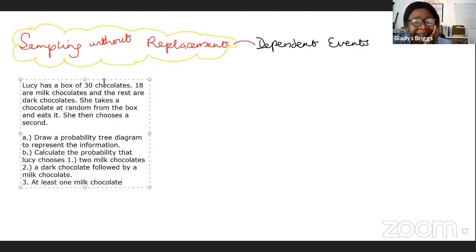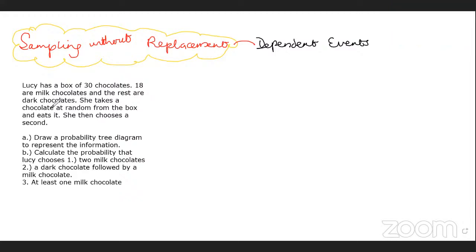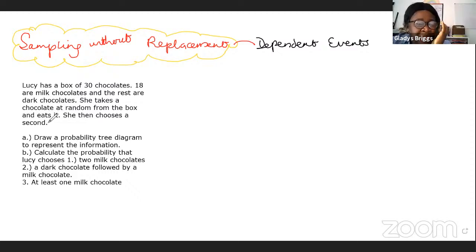Oh, I haven't done it. I have to show you how to draw the tree, yeah? Because this is dependent. It's slightly different from how we've been doing the other one. This time is without replacement. She has a box of 30 chocolates. There are 18 milk and the rest of them are dark. The first one affects the second one? Yes. She chooses from the box and she eats it. She does not put it back in. And then she chooses a second one. So let's draw the tree.